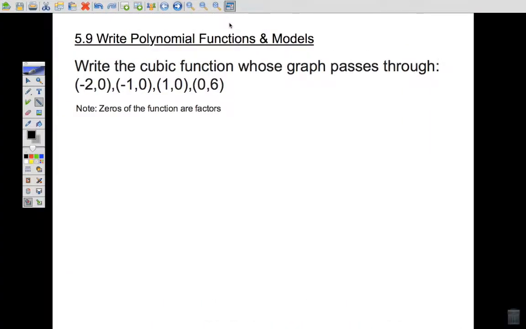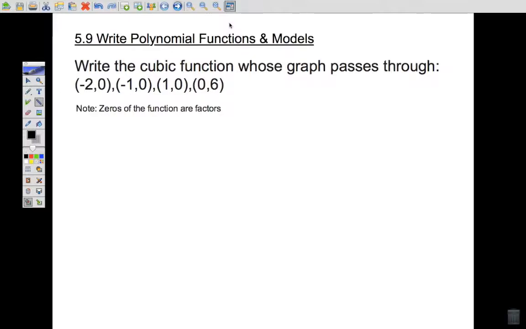Algebra 2, Lesson 5.9, Write Polynomial Functions and Models. We are going to have two main examples today, the first of which is when you're given points of the function and you have to write the equation that passes through all of those points.